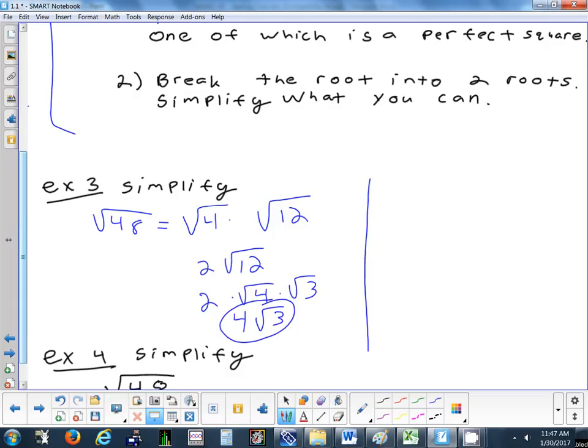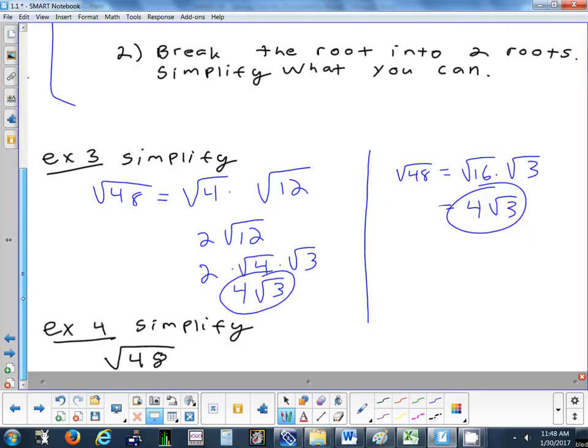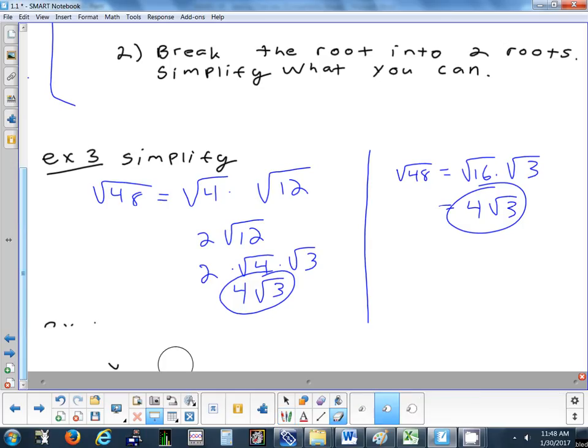Now, does anybody see a different way you could have started this problem so that you don't have to break it twice? It's not in your times tables. That's why I'm guessing people probably didn't see this one as easily. Yeah, you can break up 48 as the square root of 16 times the square root of 3, and the square root of 16 is 4. And you're done in one step. There's always a way to do every problem in one step, but sometimes it's easier to just do it a couple times and go bit by bit. Any questions on that?